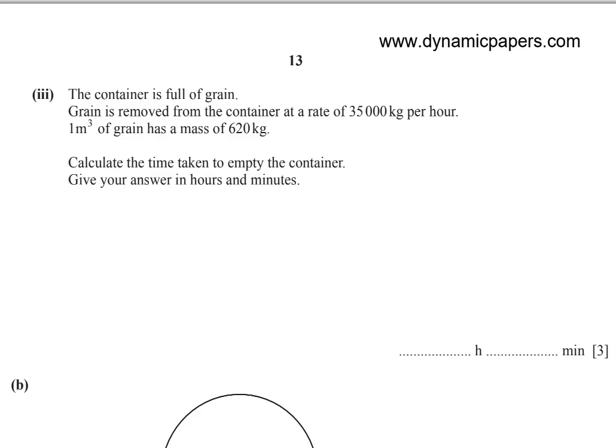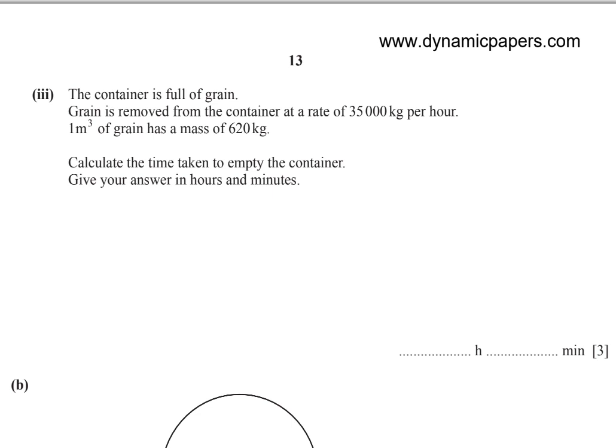Part (iii): the container is full of grain. Grain is removed from the container at a rate of 35,000 kg per hour. 1 meter cube of grain has mass 620 kg. Calculate the time taken to empty the container.